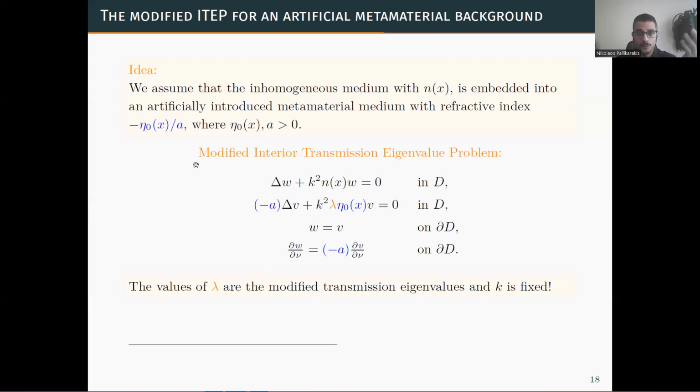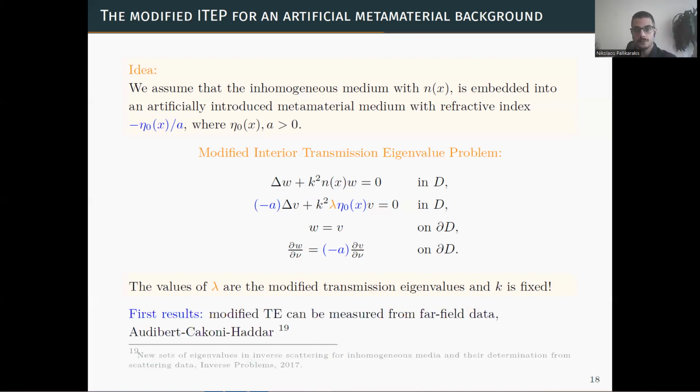And the corresponding interior transmission eigenvalue problem here is the following: it is again the set of the Helmholtz equations. Again, we have transmission conditions at the boundary, but new parameters appear. This minus a and eta 0 are the metamaterial properties we said initially, and since k squared is fixed, now the lambda is the new spectral parameter. So we fix k, and we are looking for values of lambda.